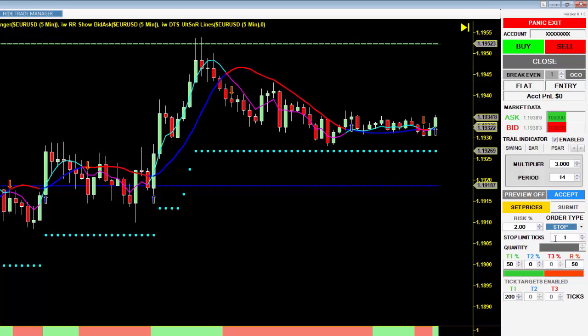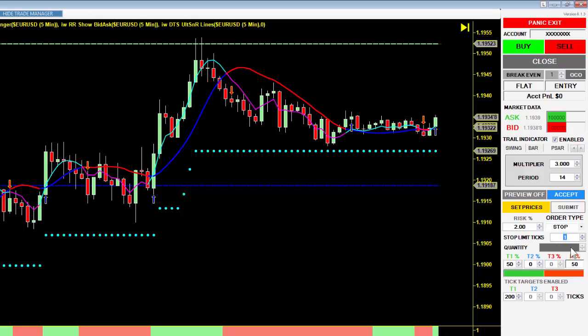We can also set a stop limit, how many ticks slippage we're prepared to accept on a trade. So if you're trading a very fast moving market or a very volatile market, perhaps something like crude oil, you can control your slippage right here. You can limit how much slippage you're prepared to accept on a fill.